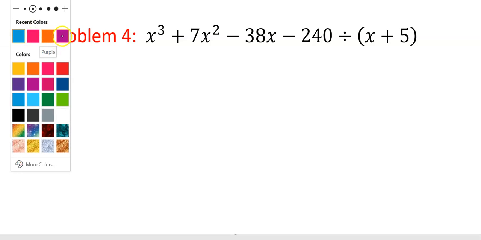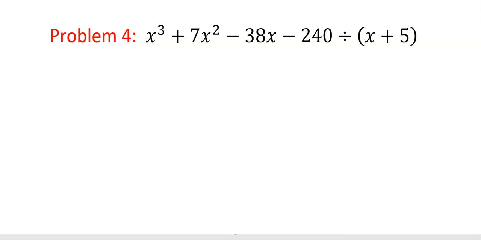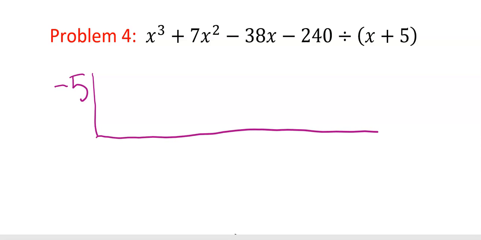So I'm not going to do all those extra steps this time. I'm just going to kind of do it. So do we divide by plus 5 or minus 5? Minus 5 goes on the outside because remember you have to change the sign in the middle. We're going to use 2 lines. Then we're going to look at descending order. Is it okay the way it is?